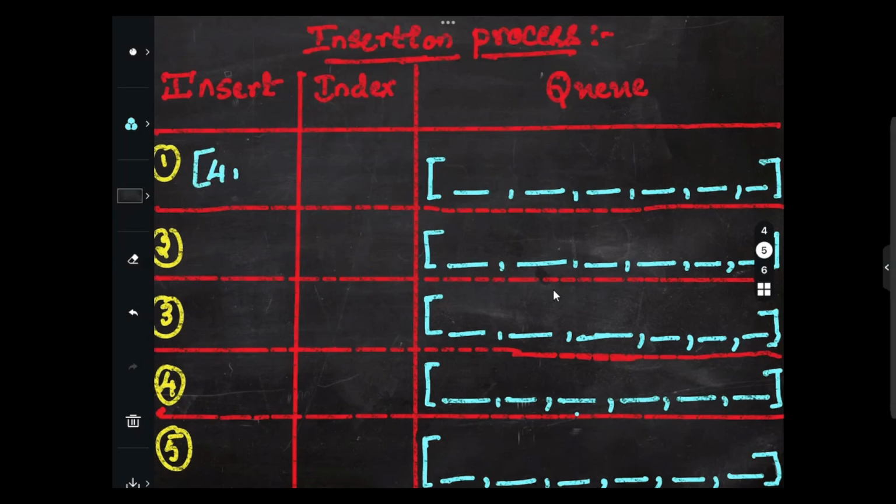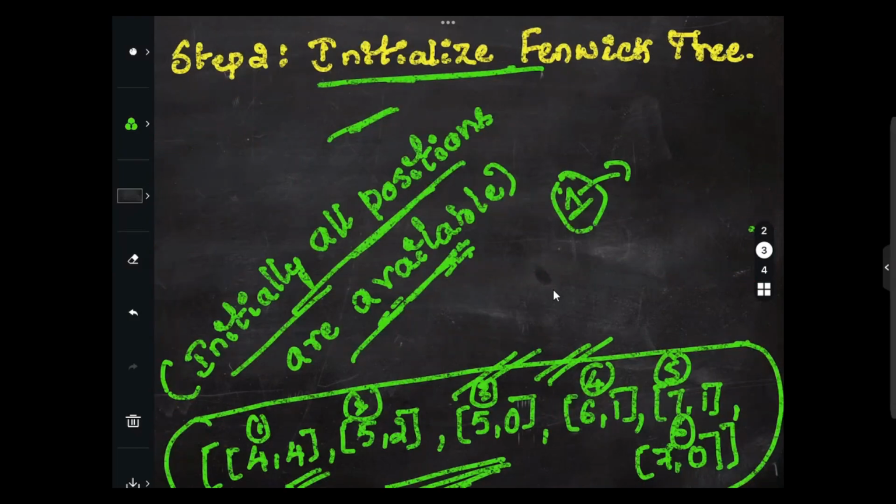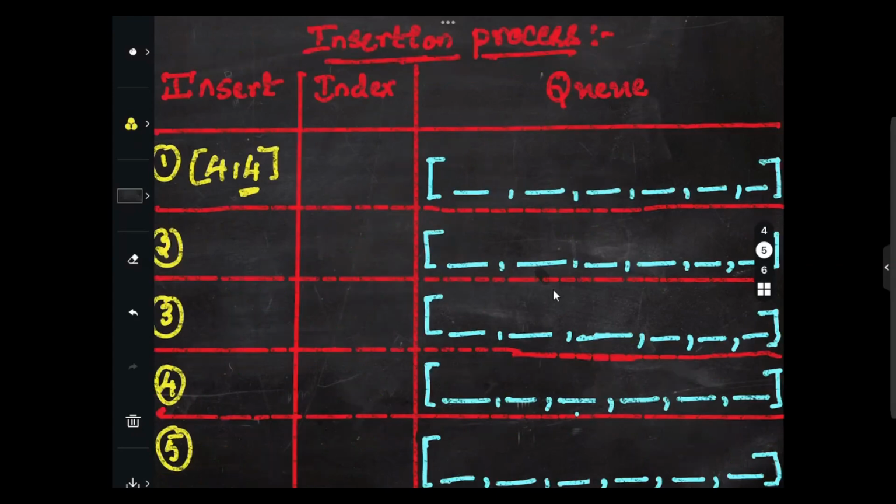Let me change this one to yellow. So let's insert 4 comma 4 here first. We have the sorted array here. You can clearly see 4 comma 4 right here. So we are inserting 4 comma 4 at index 4.